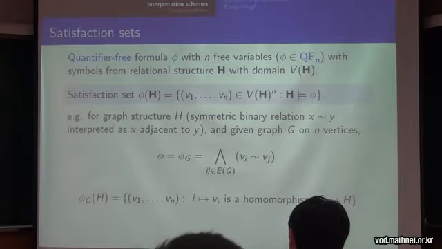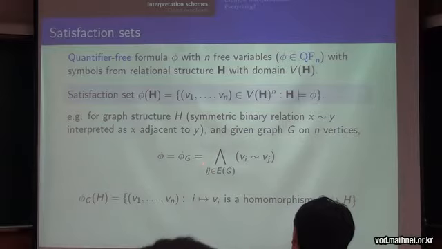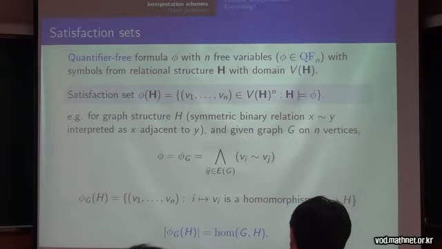So this is a first order quantifier-free formula whose satisfaction set corresponds to counting homomorphisms. So I'm interested in the size of the satisfaction set. And it includes as a special case what I've been looking at.